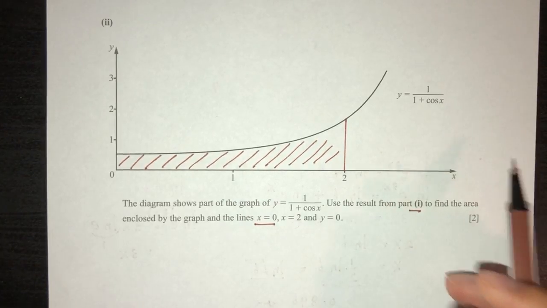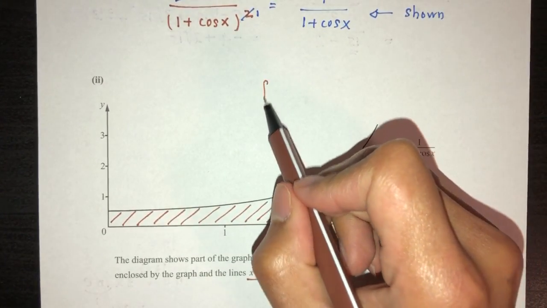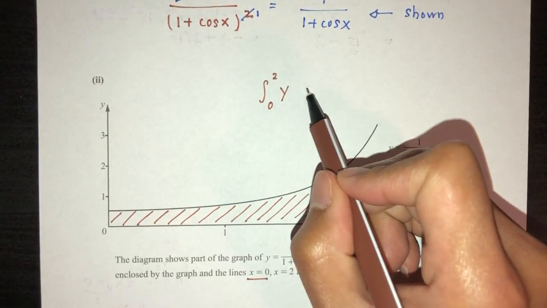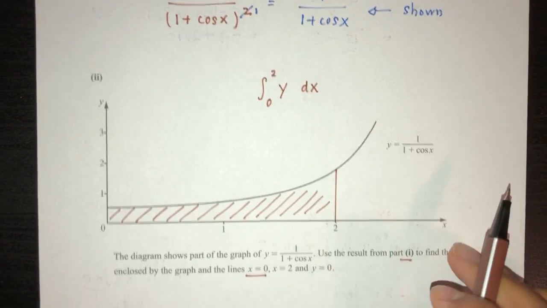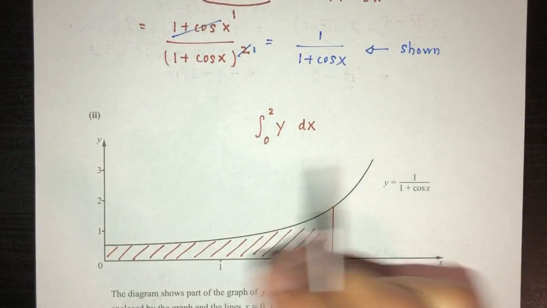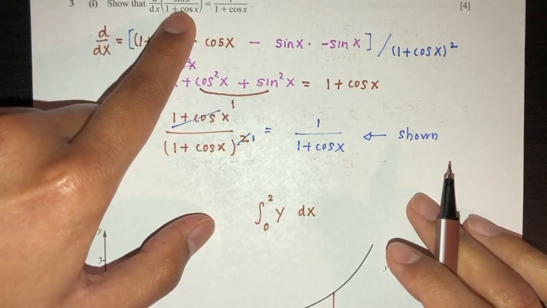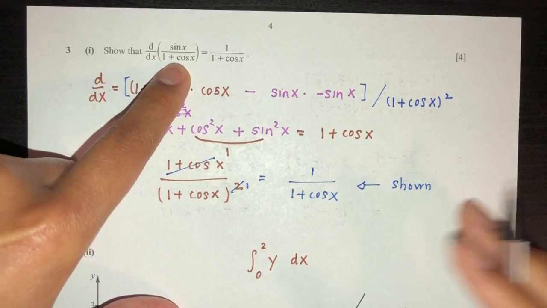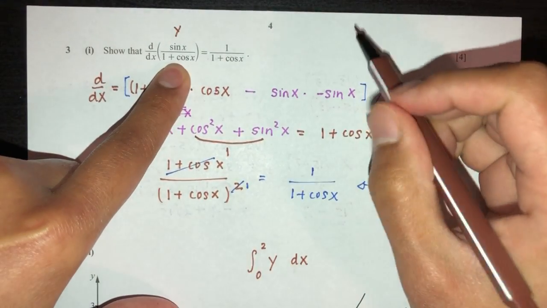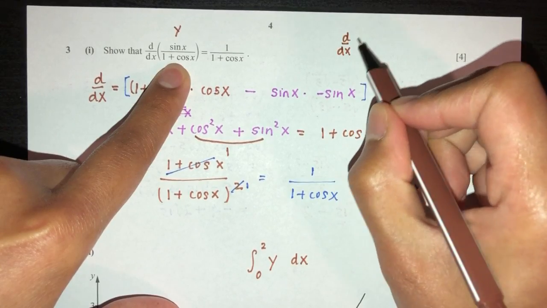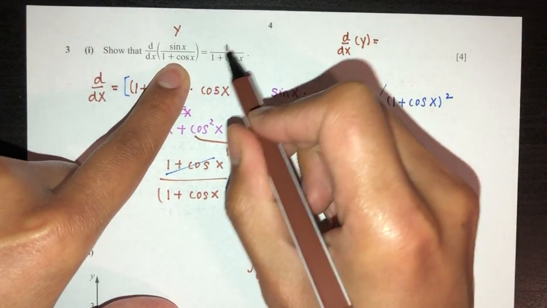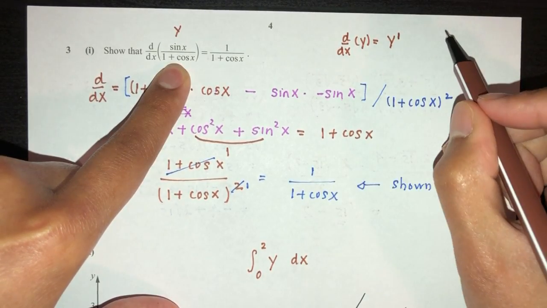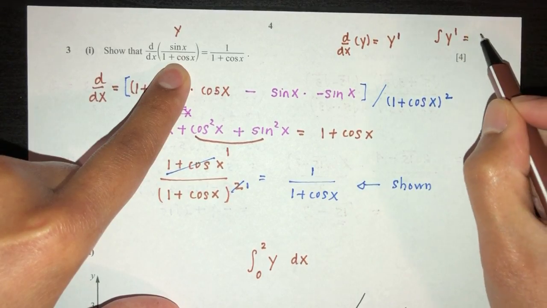So how do you find area of region? As you know, we have to use integration from this limit, which is 0, this is 2, of the value of y by dx. Right. Now we have to use the answer from part 1. So from part 1 we found that if we call this y, and this is the result, then when we differentiate y by dx, we get this value. That will be y prime, right? Now to get back y, we have to integrate this, which gives you y.